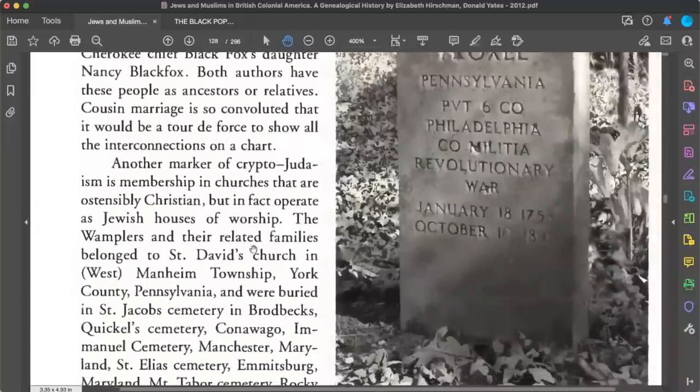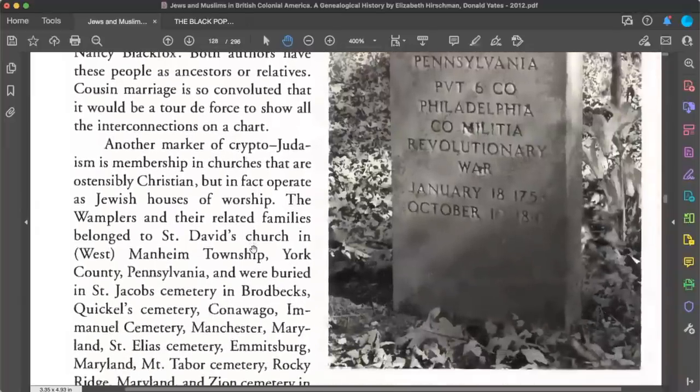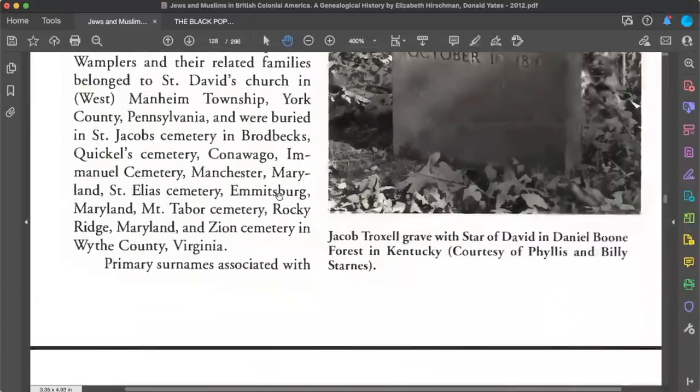Okay? Cousins' marriage is so convoluted that it would be a tour de force to show all the interconnections on its chart. Another marker of crypto-Judaism is membership in churches that are ostensibly Christian, but in fact operate as Jewish houses of worship. All right, again, they're cryptos, they're secretly practicing their true religions. The Wampers and their related families belong to St. David's Church in West Manheim Township, York County, Pennsylvania, and were buried in St. Jacob's Cemetery in Brodbecks, Quickel Cemetery, Conewago, Emmanuel Cemetery, Manchester, Maryland, St. Elias Cemetery, Emmitsburg, Maryland, Mount Tabor Cemetery, Rocky Ridge, Maryland, and Zion Cemetery in Wythe County, Virginia.